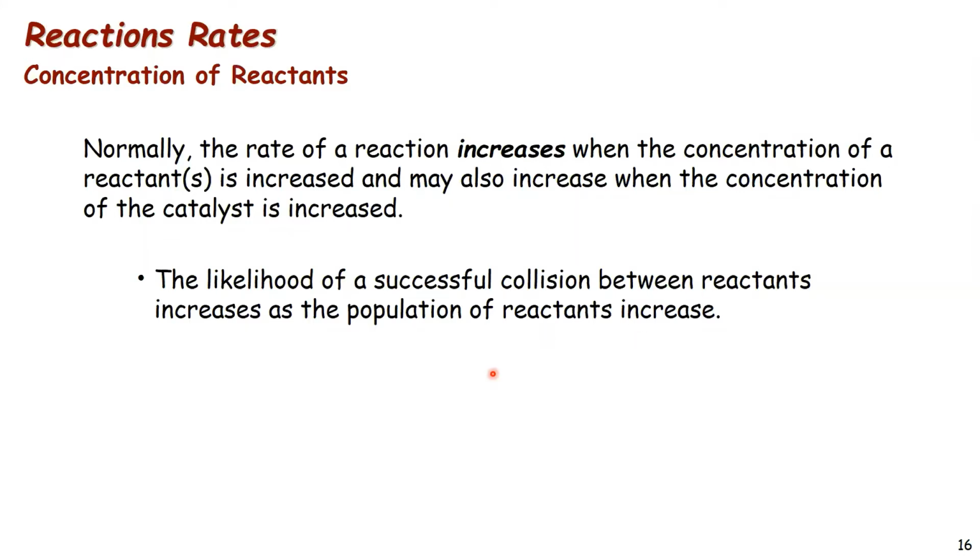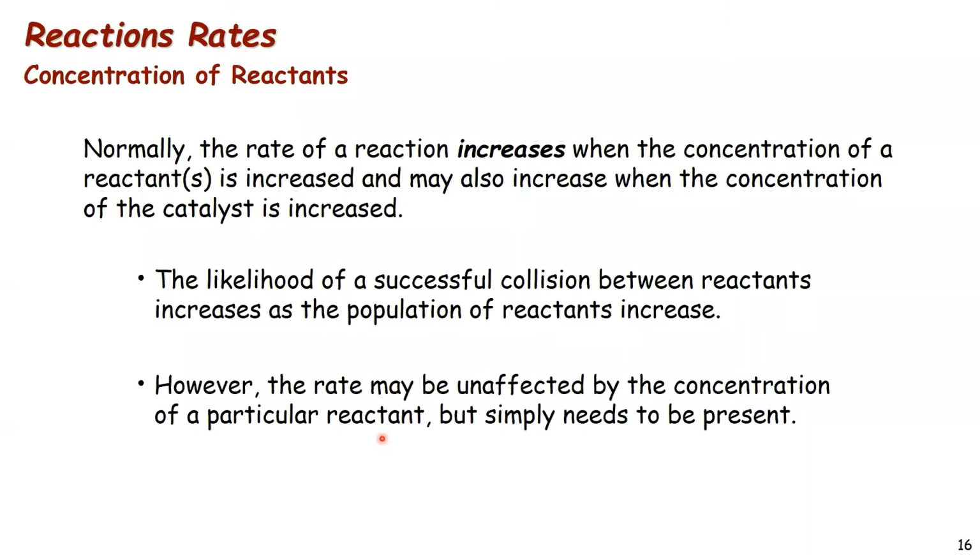Okay, so again, as we increase the number of reactants, the likelihood of successful collisions increases and the rate increases. However, the rate may be unaffected by the concentration of a particular reactant, but it simply needs to be present. A lot of times we'll see that with catalysts. It doesn't matter how much catalyst is there, it just needs to be there and the reaction will proceed at the same rate. So with no catalyst at all, the reaction goes slow. Add the catalyst, the reaction speeds up. Add more catalyst and nothing happens. It still stays at that same speed, okay?